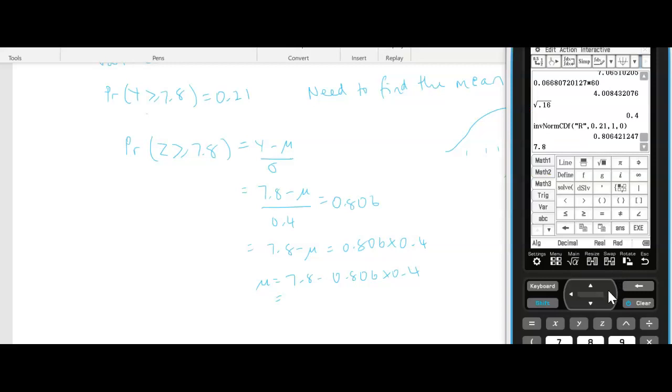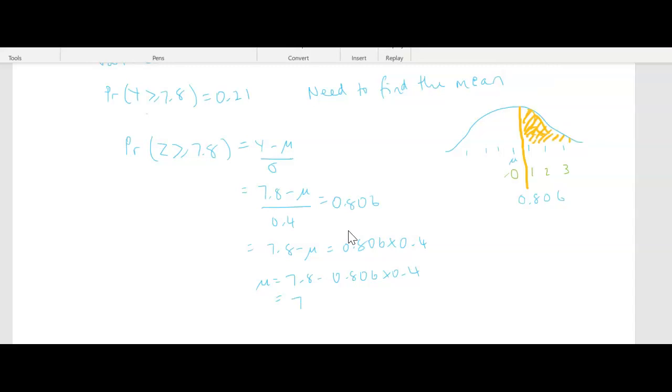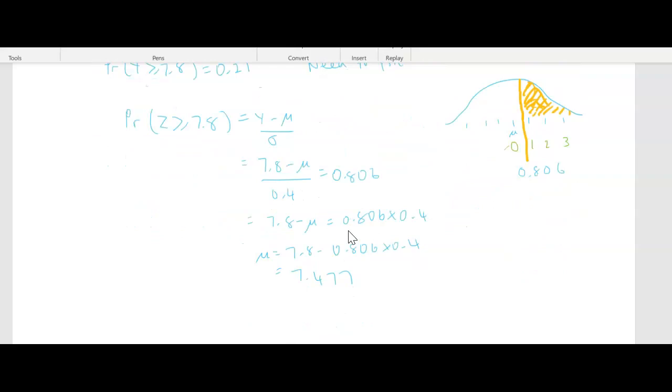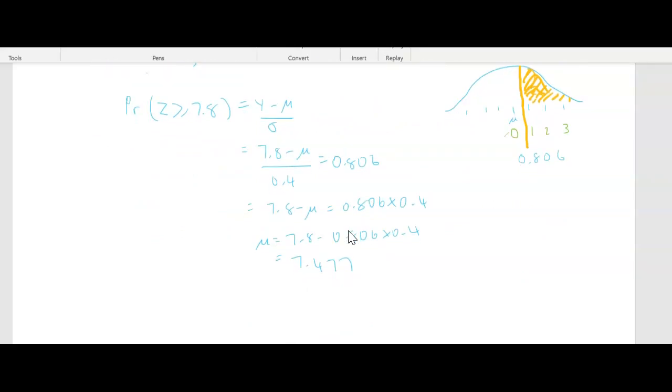So 7.8 minus, and remember to just drag it down, times 0.4. All right, and we get 7.477. Now, I don't know how many decimal places, 2 decimal places. Okay, so we're going to have 7.48.